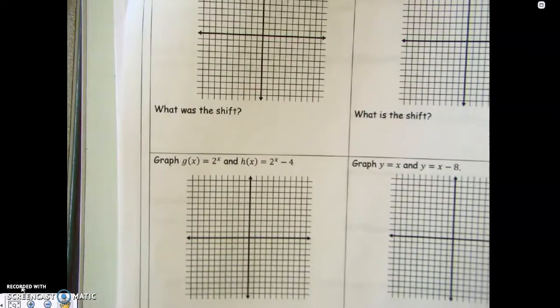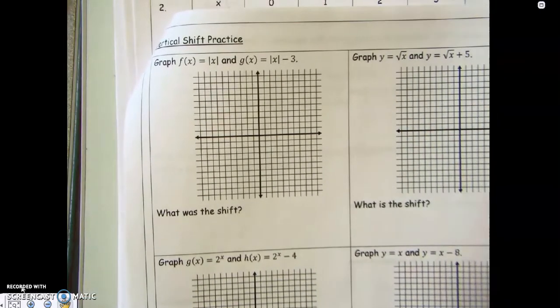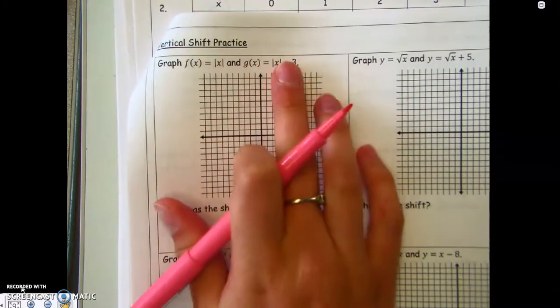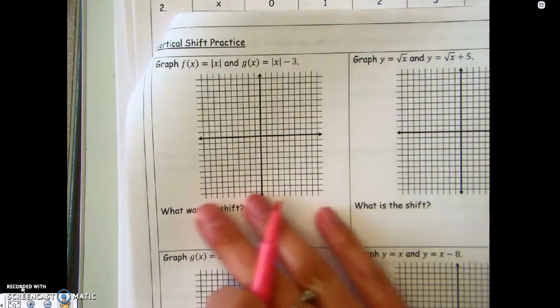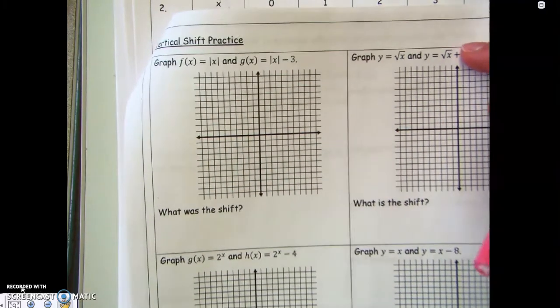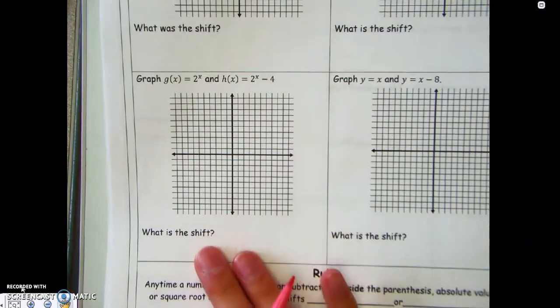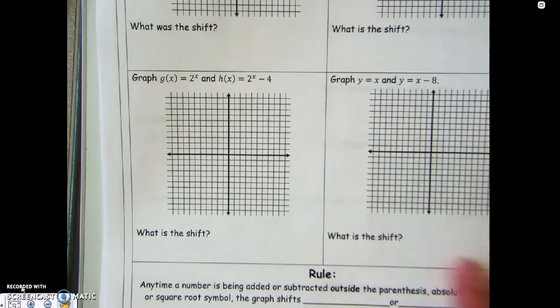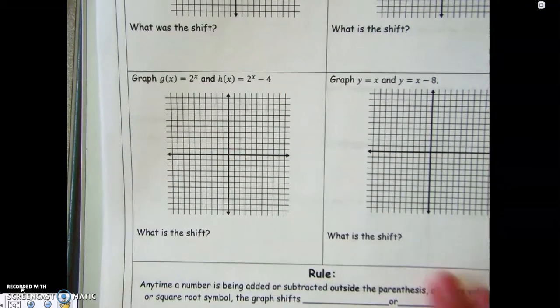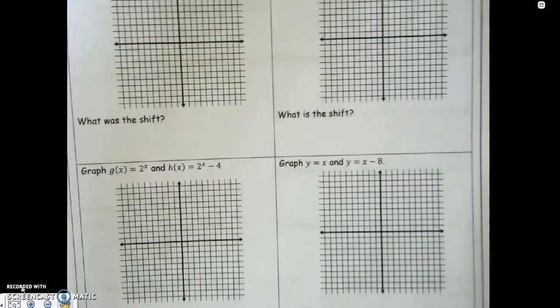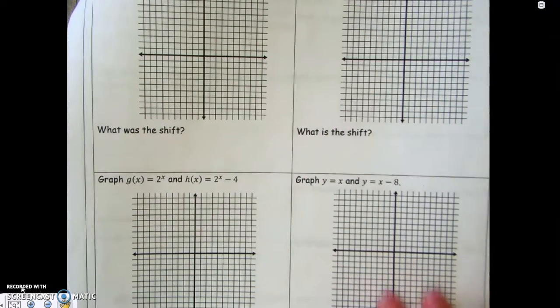So if you flip the page, there's practice here. You're going to just go through and graph both of these. This is the parent, this is the transformation. Graph this, graph the transformation, what was the shift? Graph this, what was the shift? Graph this, what was the shift? And then we'll come back and talk about the rules. So take a minute, pause the video, and graph these on your own, and then we're going to talk about the rule here.